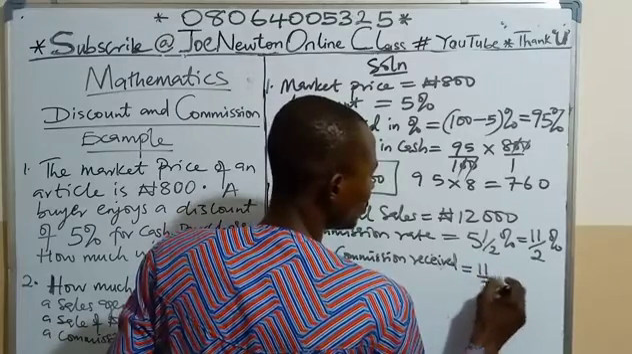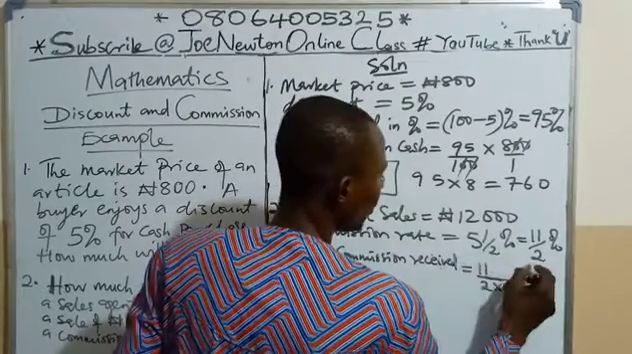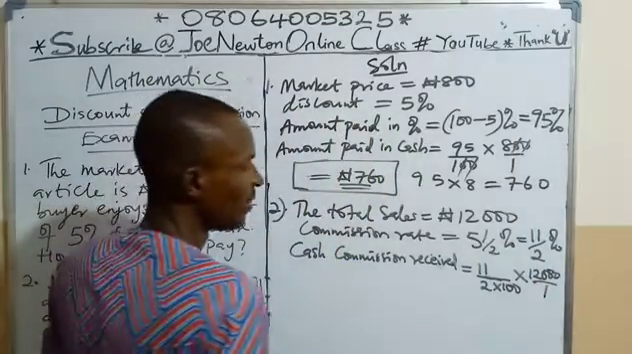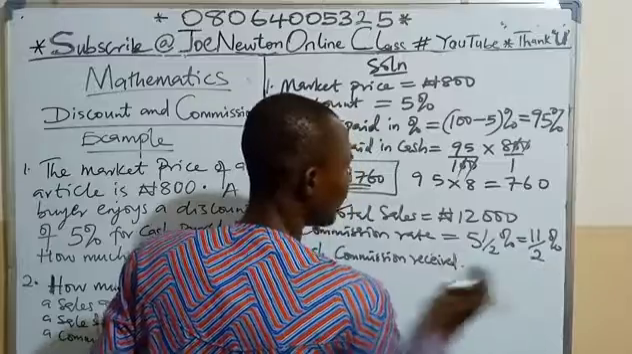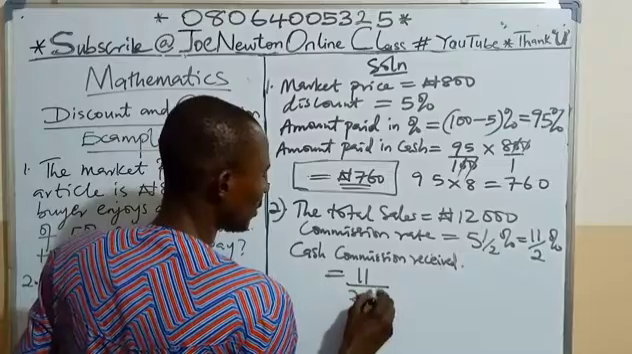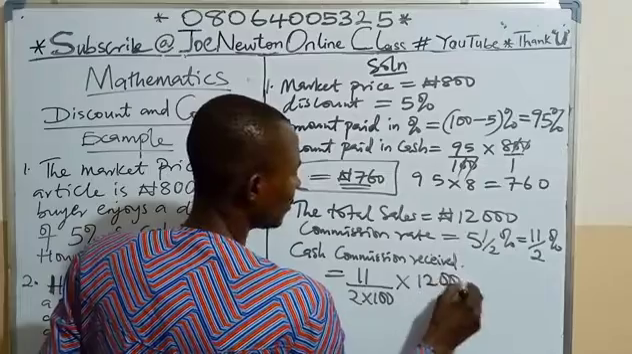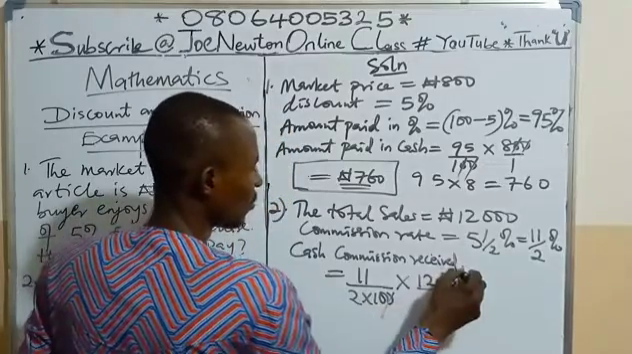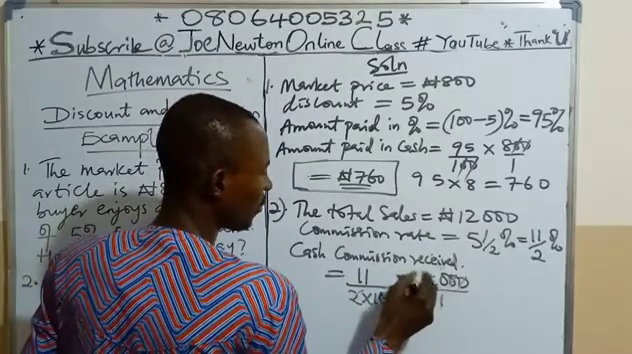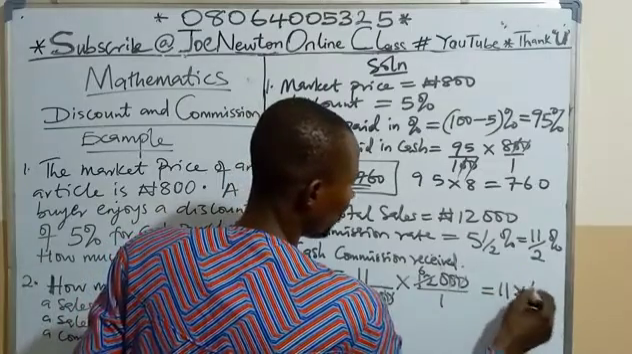11/2 times 1 over 100 times 12,000 over 1. So that's the cash commission received. Let me write it clearly right here. So it will be 11/2 times 1 over 100, the percentage, times 12,000, the total sales, over 1. 0 cancels 0 here, 0 cancels 0 here. We have 2 here. 2 divides 12, we have 6. So we are left with 11 times 6.